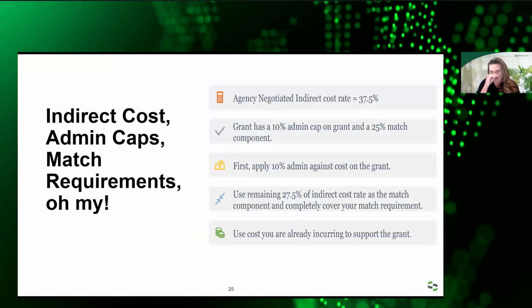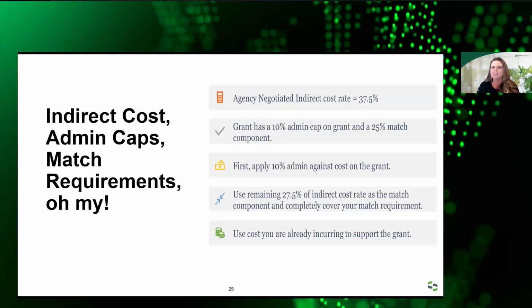So for example, with an indirect cost rate, let's say you have a 37.5% indirect cost rate, and your grant has a cap of 10% and a 25% match component. If you negotiate an indirect cost rate, you can now use that as your match. So you no longer have to set cash aside. You use this as your match. And so you can still do that. So if your rate's 37.5 and you have a 25% match, your entire match will be covered by that indirect cost rate.